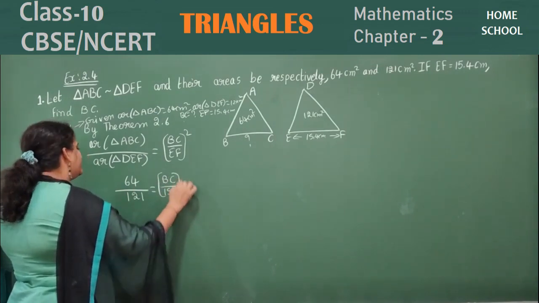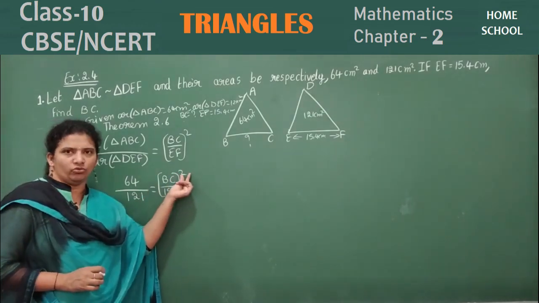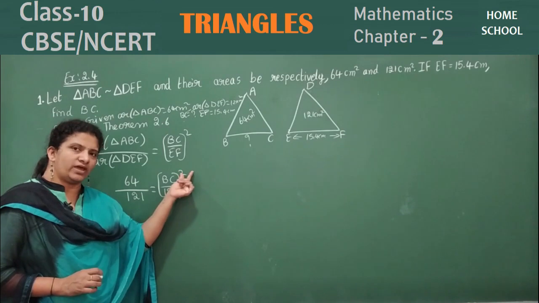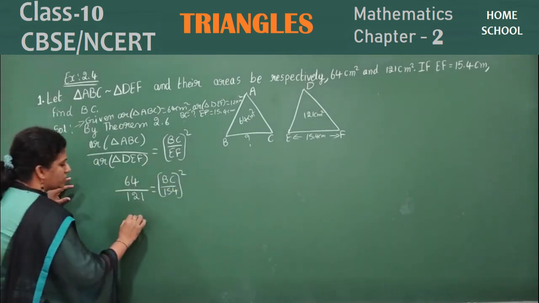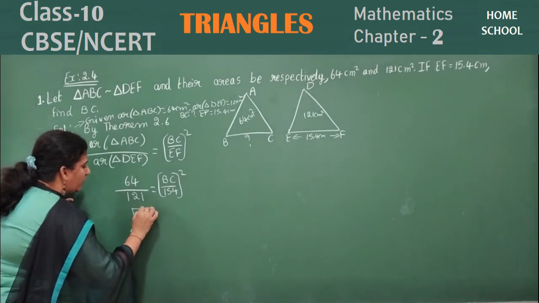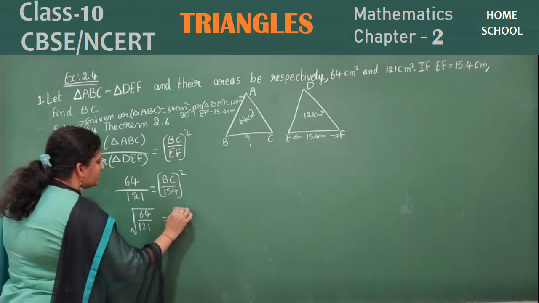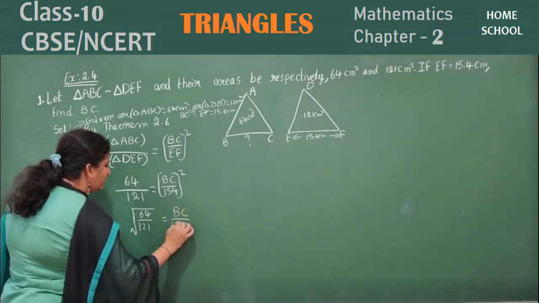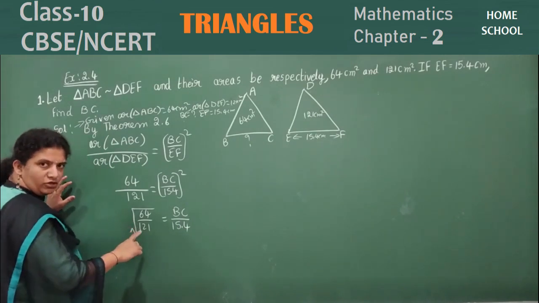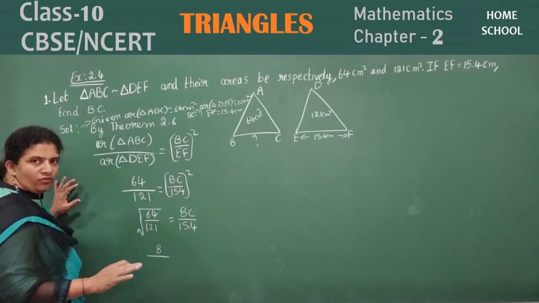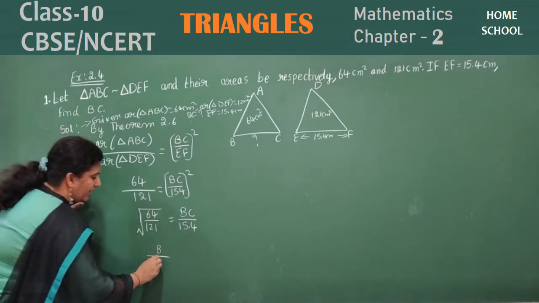15.4 whole square. So observe here, children, this square I need to remove. If you need to remove this square, what you will do? Apply square root on the other side. So now apply square root of 64 by 121 is equal to BC by 15.4. So this root, if you want, you can split. Do you know, children? Root 64, what is that? 8 it will be. Root of 121, it will be 11.